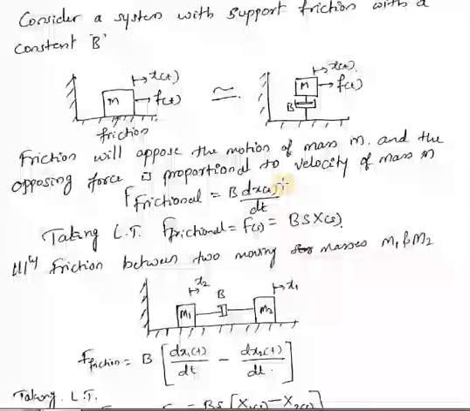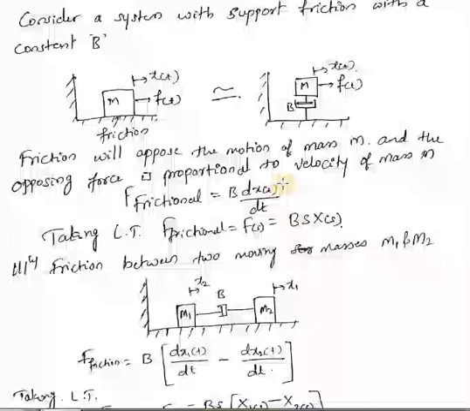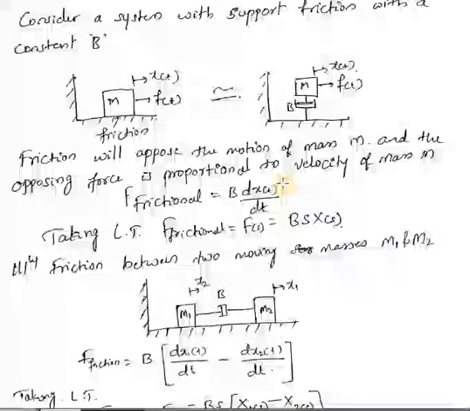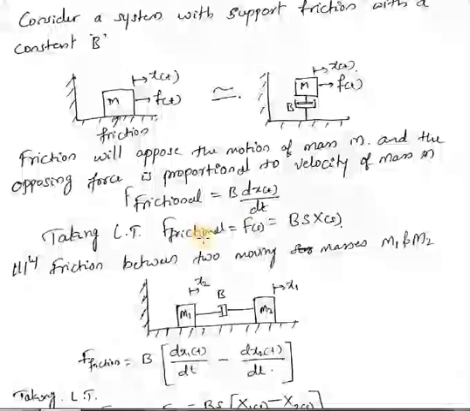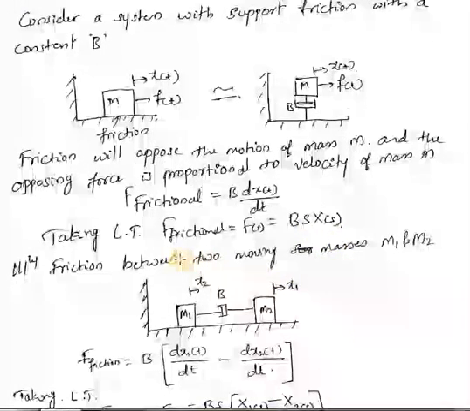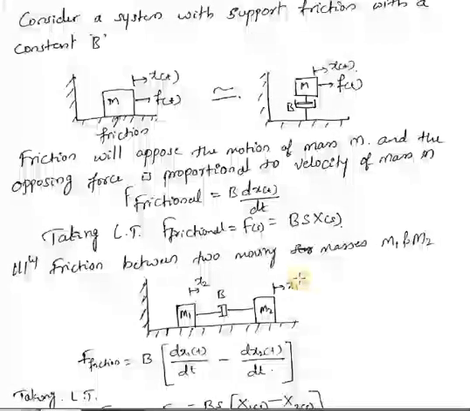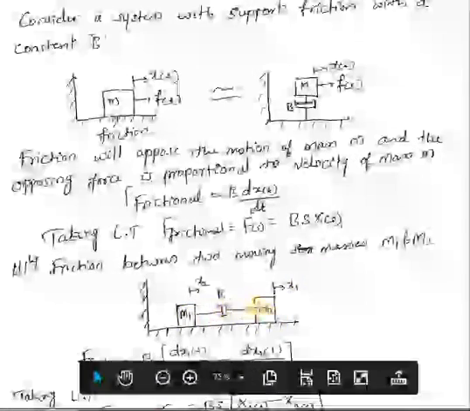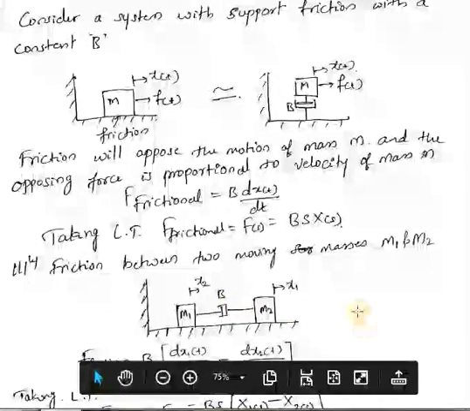But in case of mass, it was proportional to acceleration, and in case of spring, it was proportional to the net displacement. If you take the Laplace transformation of this equation, you get F of s equal to B into s into x of s. Similarly, if that damper or dashpot is connected between two masses, it is similar to the spring analysis, where the spring is connected between two masses.